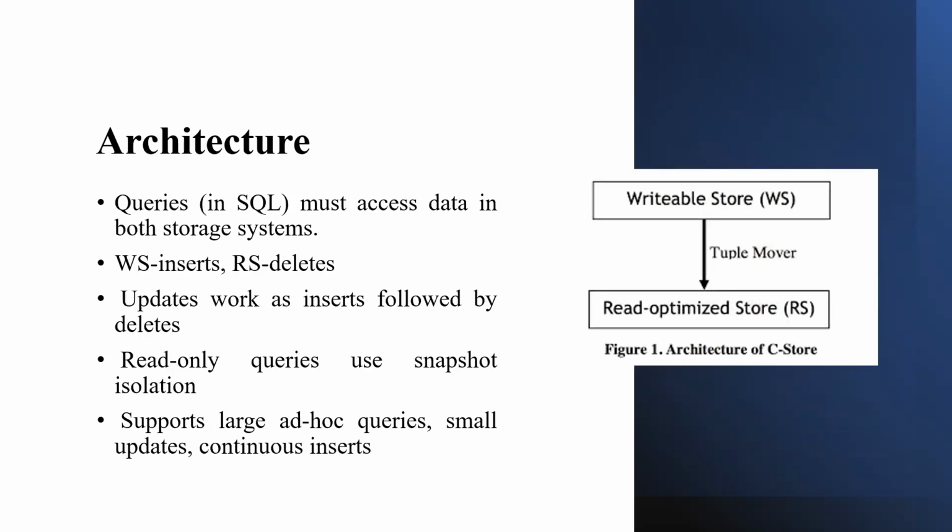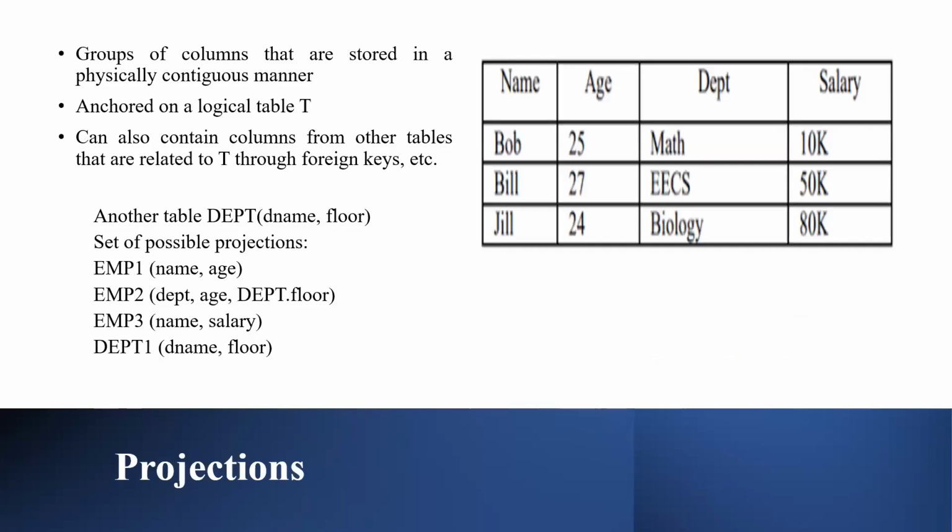In the continued architecture, queries in SQL access the data in both storage systems. It means the WS inserts and the RS deletes. The groups of columns are stored in a physically continuous manner in the C-Store DBMS, and they are anchored on a logical table T. The logical table can also contain columns from other tables that are related to this logical table through foreign keys. An example is given in the slide.